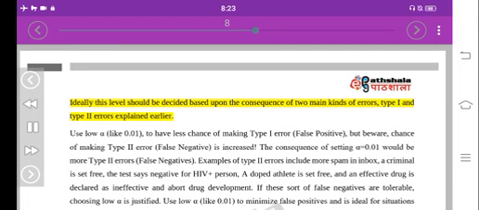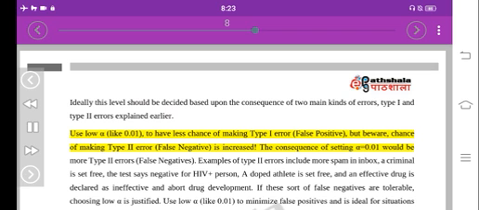Ideally, this level should be decided based upon the consequence of the 2 main kinds of errors, type 1 and type 2 errors explained earlier. Use a low alpha like 0.01 to have less chance of making a type 1 error, false positive, but beware, the chance of making a type 2 error, false negative, is increased. The consequence of setting alpha equals 0.01 would be more type 2 errors, false negatives.